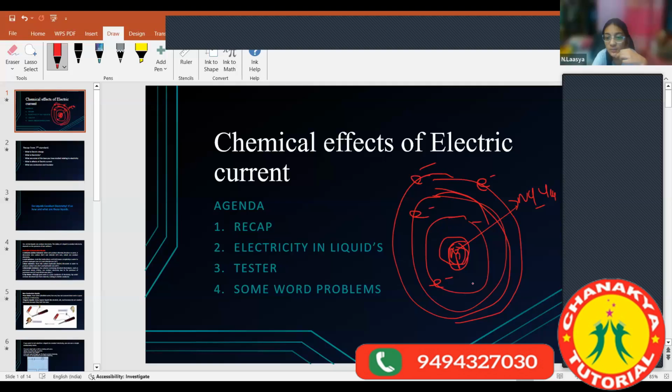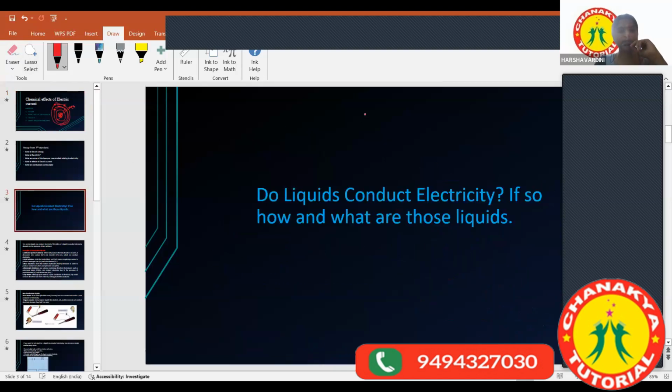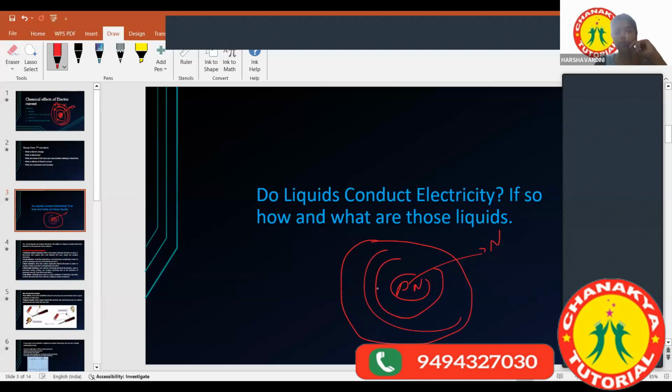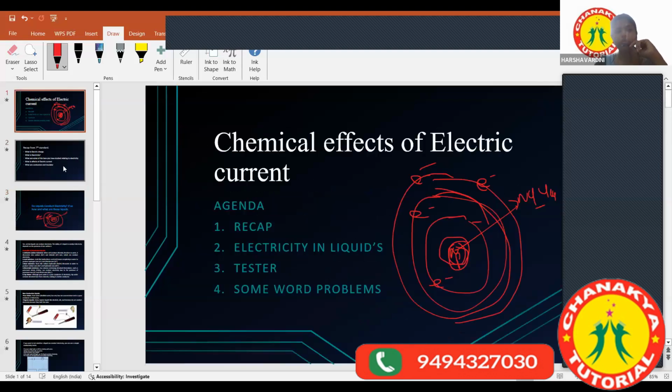Ma'am, protons and neutrons together form the nucleus. Exactly. You're right. So the structure will be like this. Inside is called the nucleus, and it has protons and neutrons together. And in these rings the electrons will be revolving around them. This is the structure of an atom, right? Everybody agree? Yes, ma'am. No doubts, right?